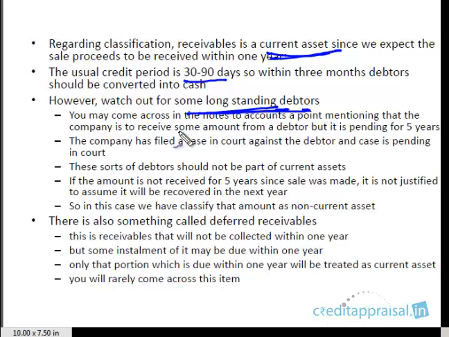So where are the places to find these long-standing debtors? One is the notes to accounts. Always keep reading the notes to accounts. Very important. For any long-standing debtors, customers who have not paid for a long time, usually auditors make a mention of it.